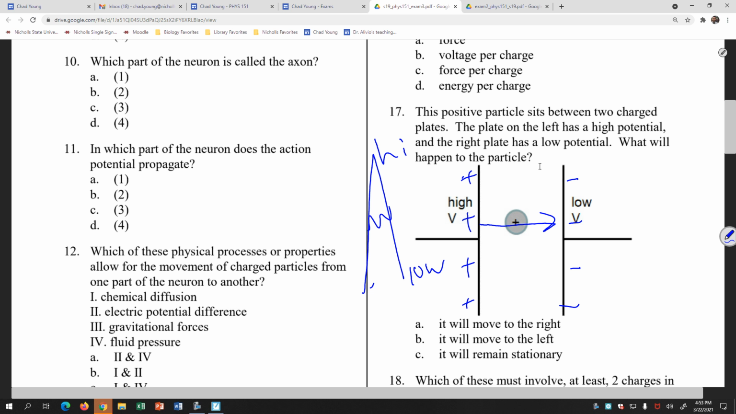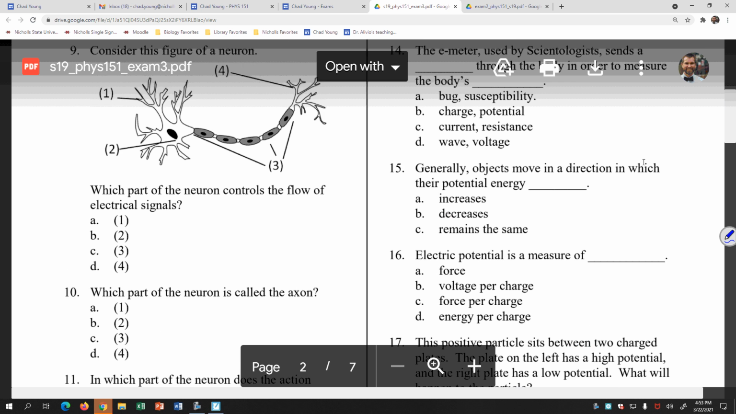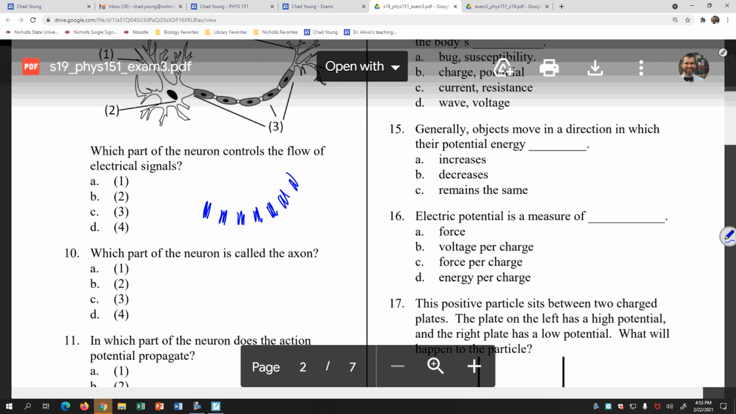What would be number 11? Number 11, in which part of the neuron does the action potential propagate? That's along the axon. So the action potential propagates along here. There we have this wave of the ions moving in and out of the cell membrane as that action potential propagates down the axon. So 3 is the right answer.